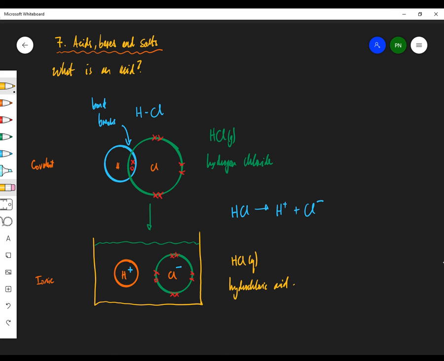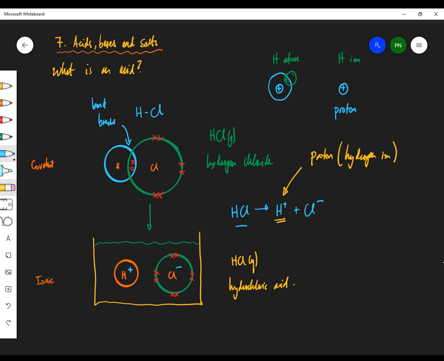Now, as you can see, it gives away this H plus, and this is known as a proton. If you don't know that, it's a hydrogen ion. And why is a hydrogen ion a proton? Well, that's easy, really. If you think of a hydrogen atom, it's an electron surrounding a proton. There's my electron surrounding a proton. This is a hydrogen atom. But if I take off the electron, we end up with just the proton. So a hydrogen ion is actually just a proton.